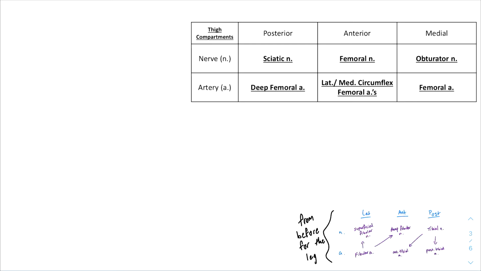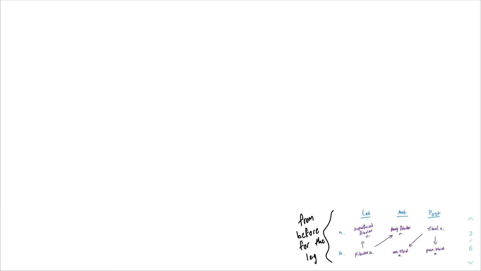So for the next mnemonic we're going to cover, it's going to be for the thigh compartments, and we're going to recreate this table shown here on the right. So we can cover that up, and we can reveal the mnemonic we're going to use to recreate that table. So this new sentence is PAM, safe for oven, deep flex fam.